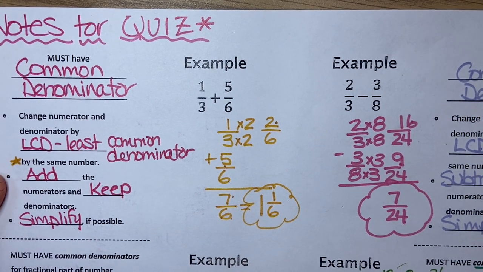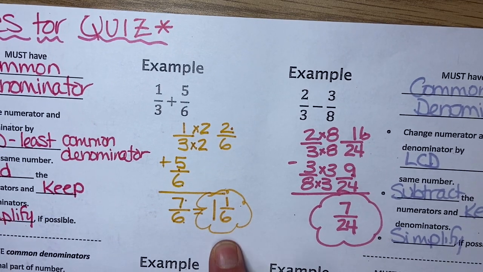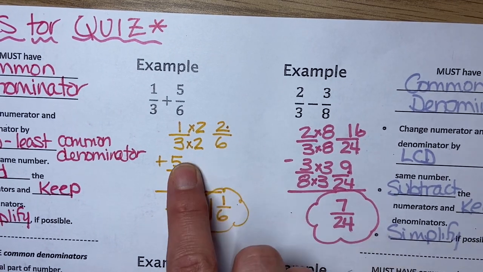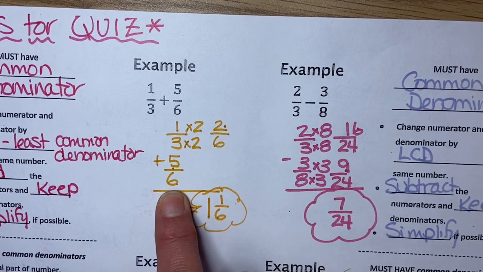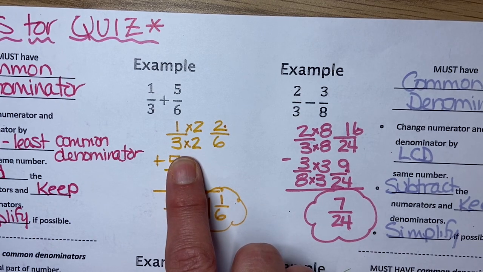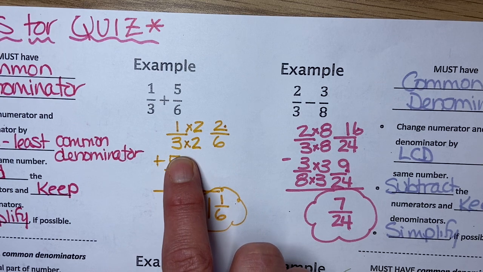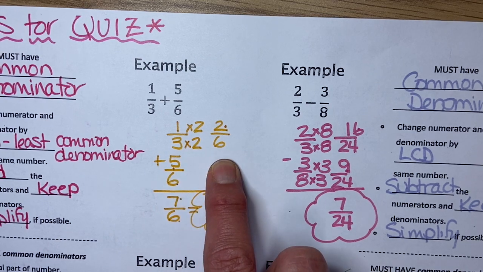Add the numerators, always keep the denominator, and then I put it in lowest terms. So again, the hiccups. If this were my problem, I always want to look to see if 3 goes into 6, because if I can keep one of my fractions the same, I'm going to do that. So 3 does go into 6, so all I have to change is the top fraction. I want an equivalent fraction to 1/3. So if I multiply both by 2, I get 2/6.